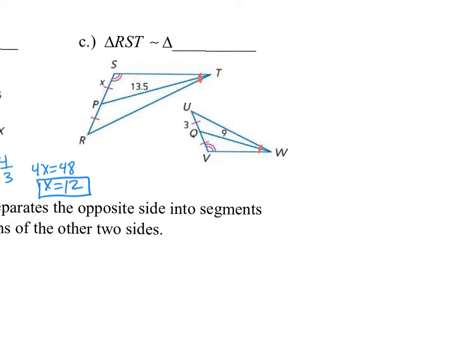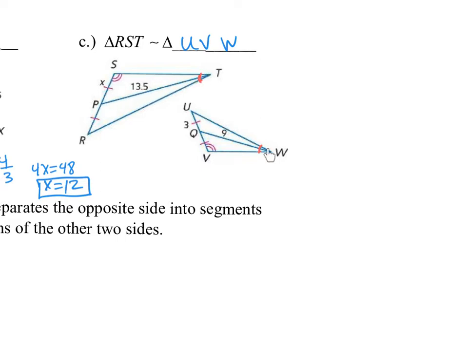So RST would be similar to, well, R, notice, has no arc, so it would correspond to U. And then S, that has two arcs, would correspond to V, that has two arcs. And then last but not least, T, that has one arc, would correspond to W.